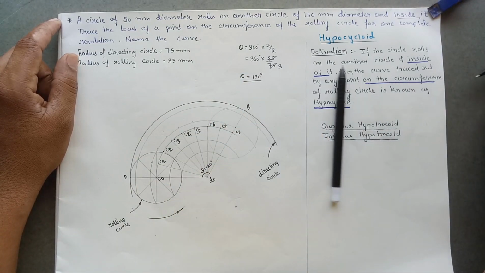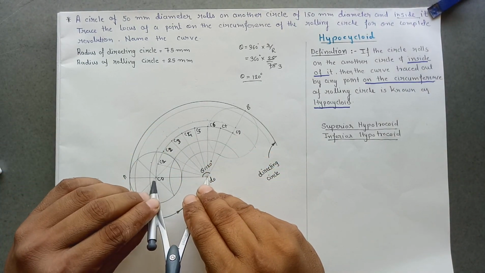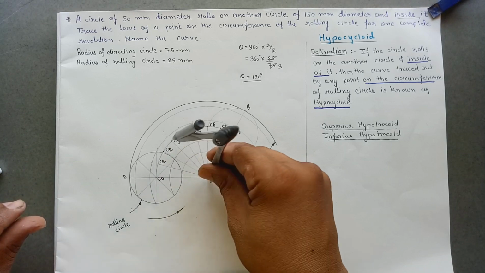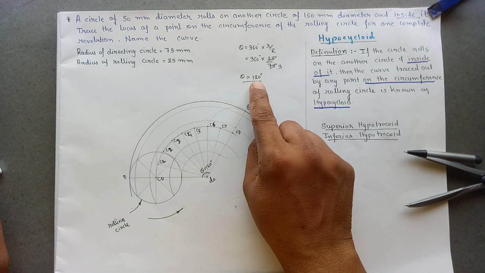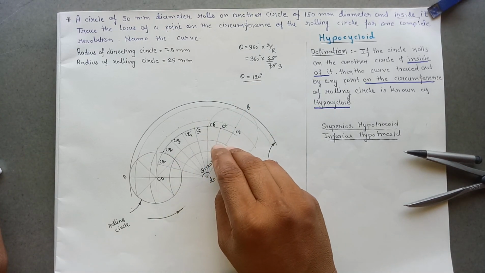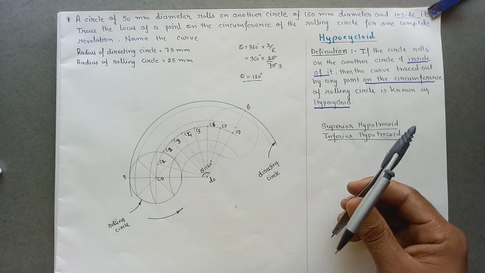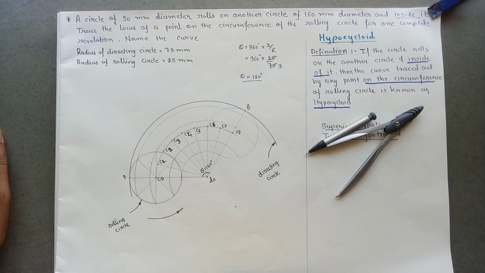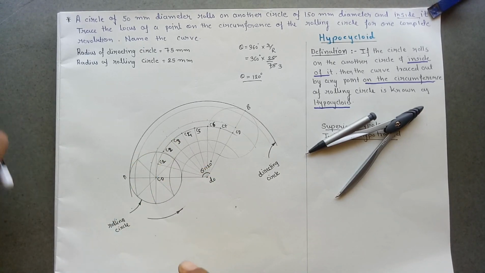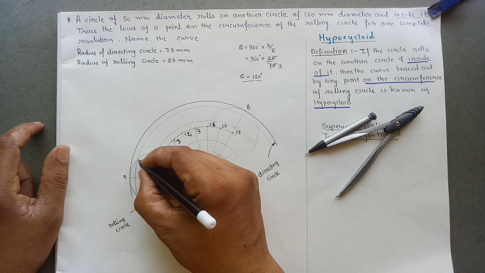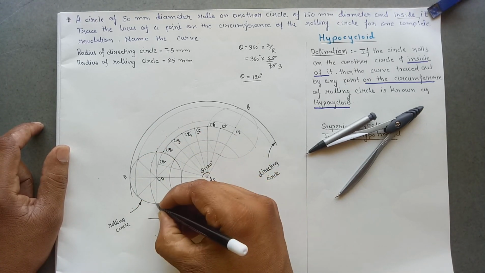Then draw the center arc D0 to C0, on which we have to mark the centers of the circle C1, C2, C3, C4, C5 up to C8 by dividing this angle of 120 degrees into 8 equal parts. Then after marking these points, let us divide the rolling circle into 8 equal parts. Here we have already taken the division of the rolling circle, 8 equal divisions.